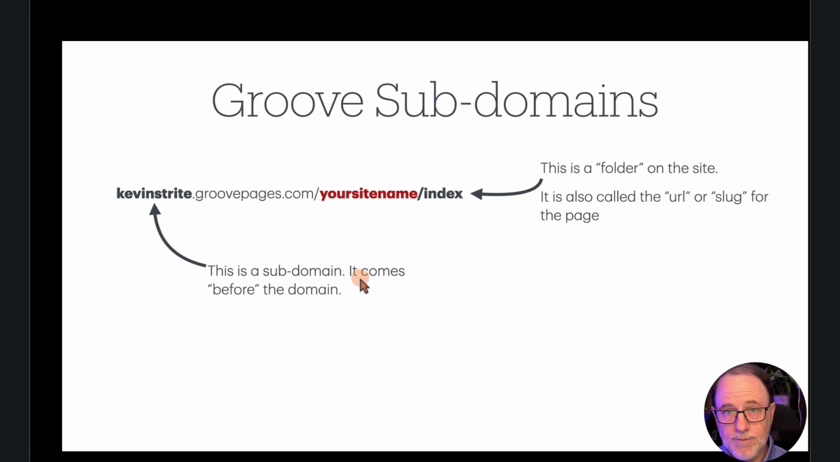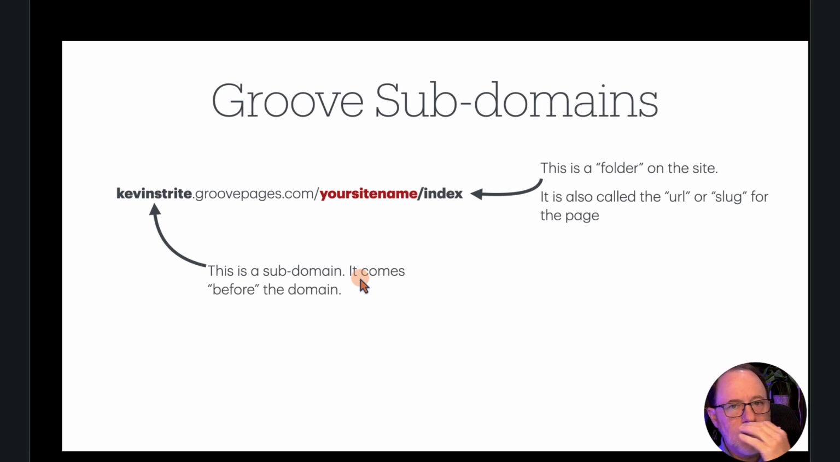But what Groove gives you is the ability to have your own personalized subdomain. Again, it comes before the domain: kevinstrite.groovepages.com. And the second thing that Groove gives us the ability to do is, within that subdomain, kevinstrite.groovepages.com, we can have multiple sites. The way they do that is by having a folder for each site. So let's say I have a site for my Your Best Groove business. It would be kevinstrite.groovepages.com/yourbestgroove, and then all the page URLs.